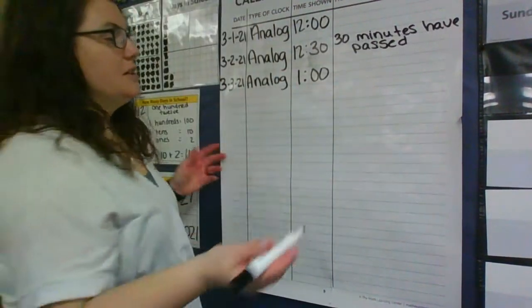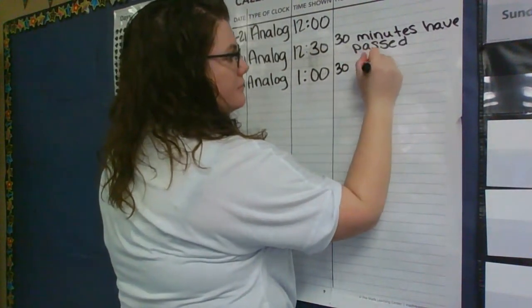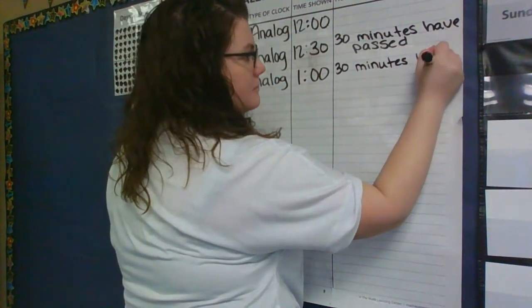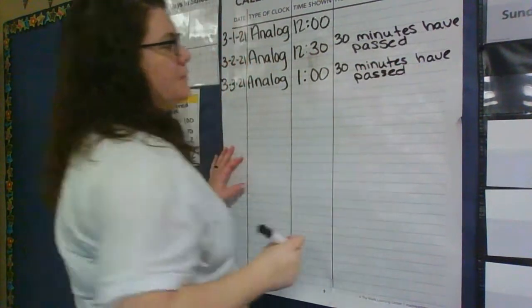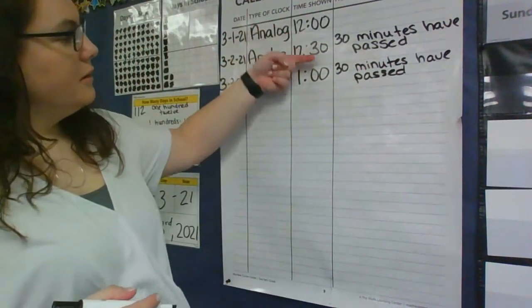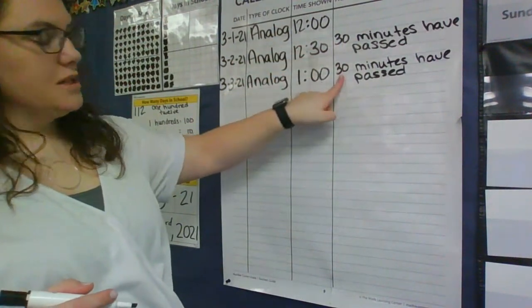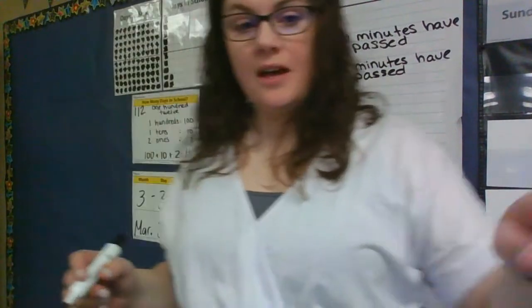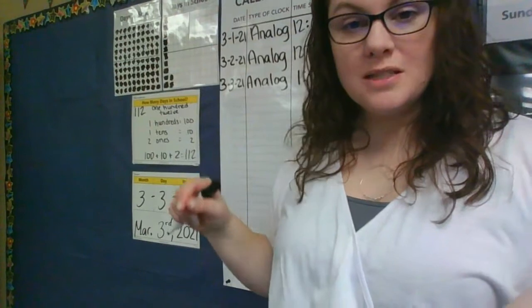So, let's write down though, 30 minutes have passed again. Okay? So we started at 12 o'clock. Then we went to 12:30, so we knew it was 30 minutes. Then from 12:30 to 1 o'clock was another 30 minutes. Okay? We'll keep practicing. I promise that is a little bit of a tricky idea to keep track of, but let's move on to talking about days in school.